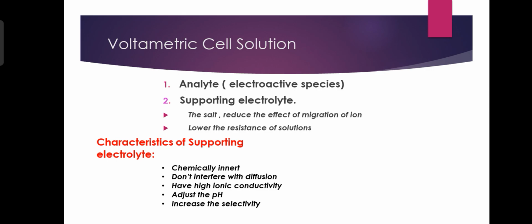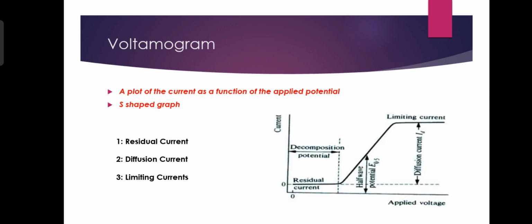Next are the characteristics of the supporting electrolyte. It should be chemically inert, not interfere with diffusion, have high ionic conductivity, adjust pH, and increase selectivity. Next, a voltammogram is just a graph between current and applied voltage, which forms an S-shaped graph.